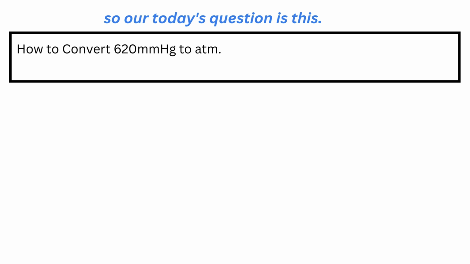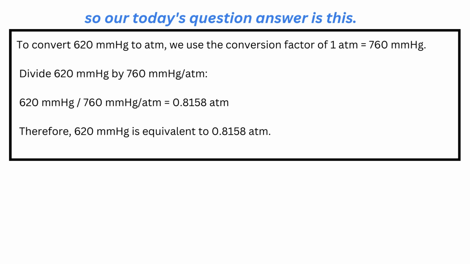How to convert 620 mm Hg to ATM? Correct answer is to convert 620 mm Hg to ATM we can use the conversion factor of 1 ATM equals 760 mm Hg. Divide 620 mm Hg by 760 mm Hg per ATM.